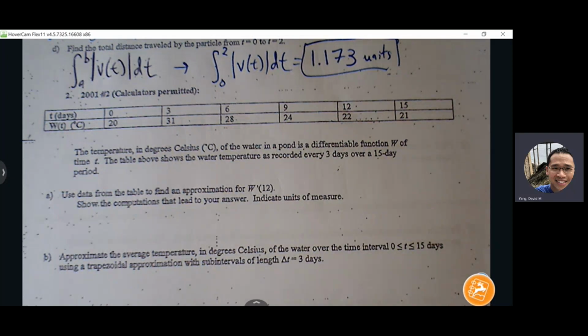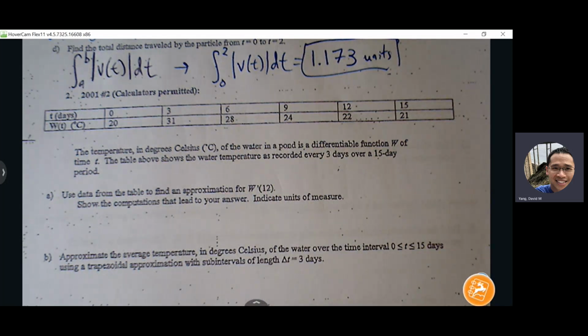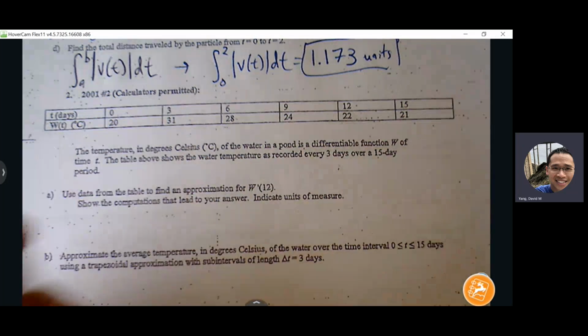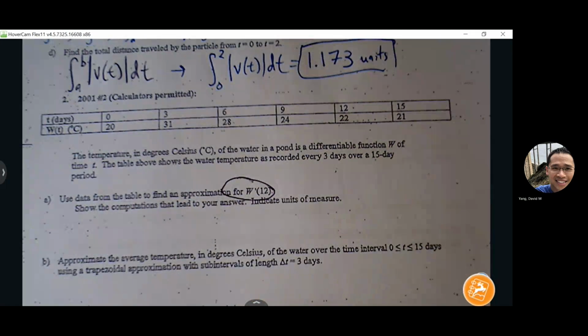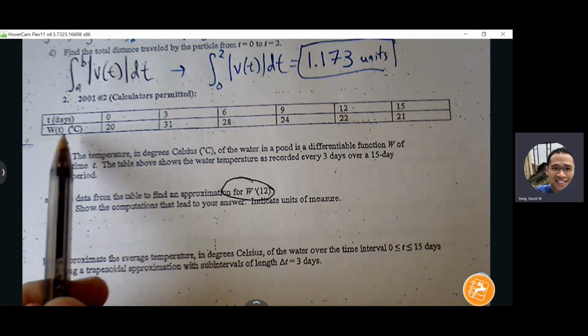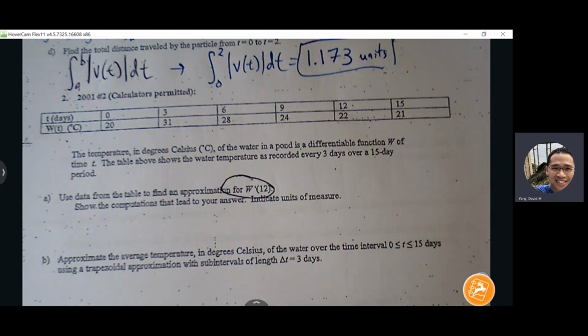Okay, so the temperature in degrees Celsius of the water in the pond is a differentiable function, W. The table above shows the water temperature recorded every 3 days over a 15-day period. Use the data from the table to find an approximation for W prime of 12. So if W of t is the temperature at a specific day, what do you think W prime tells us?